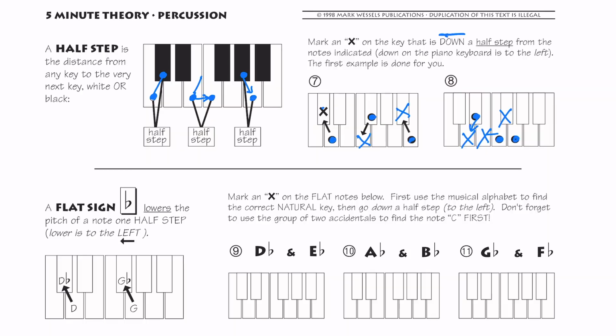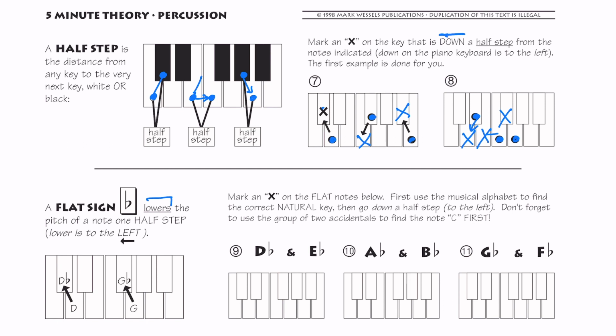Now we use half steps because there is a symbol, not a crash cymbal, but a musical symbol, S-Y-M-B-O-L, that is called a flat sign that tells us whether a note is going to be natural or whether it's going to be an accidental. A flat sign lowers the pitch of a note a half step. Lower on a keyboard is to the left. Higher is to the right. So as you go up the scale and it gets higher and higher, it goes to the right. As you go down the scale and it gets lower and lower, it goes to the left. Okay, so that's pretty simple.